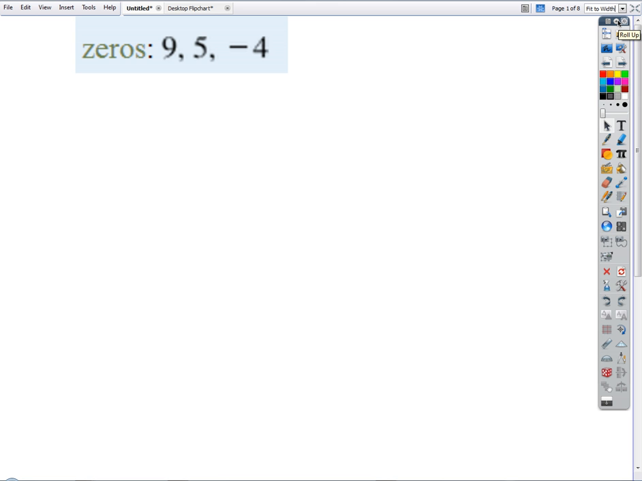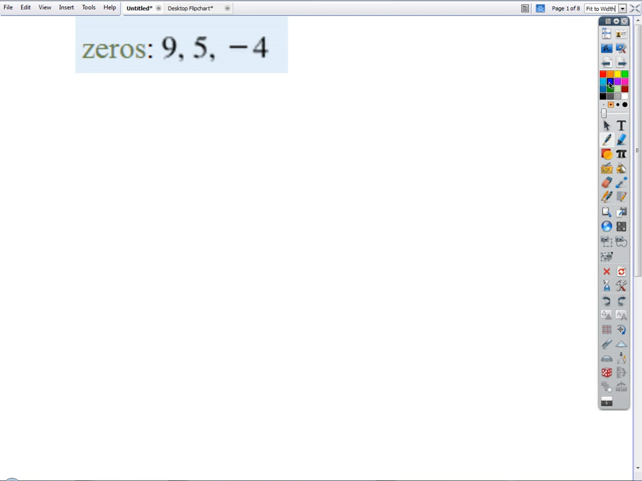What were they on? If you're supposed to build the simplest function from those zeros, how do we do that? Do you remember? What do you think? Just go x minus 9, in a different parentheses x minus 5, then x plus 4, you mean? Yeah, you're right. Now, why is that?